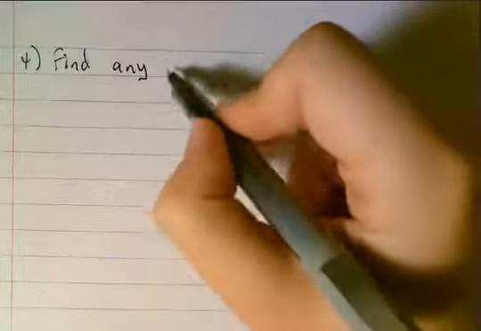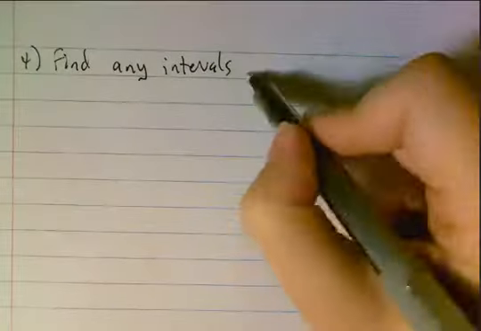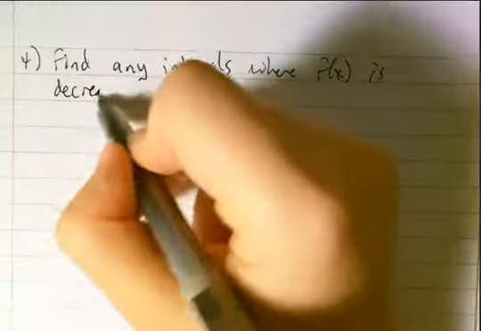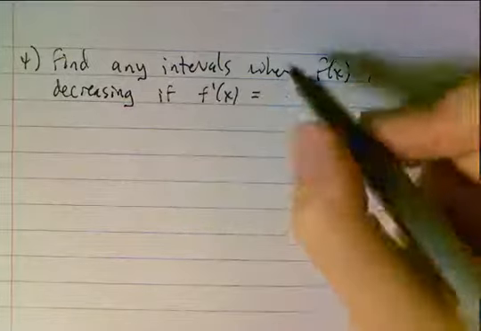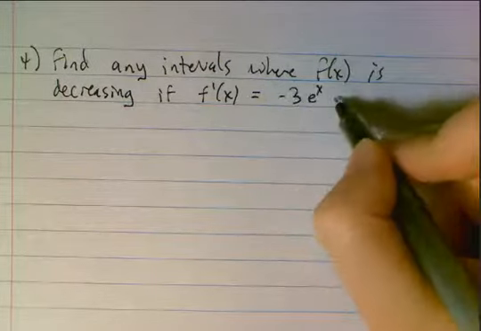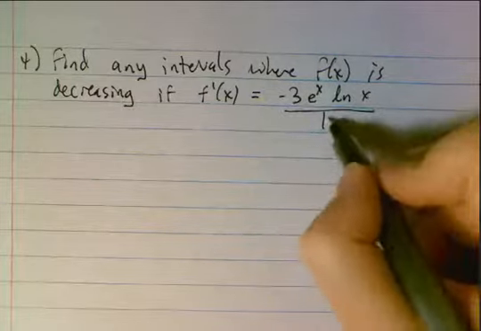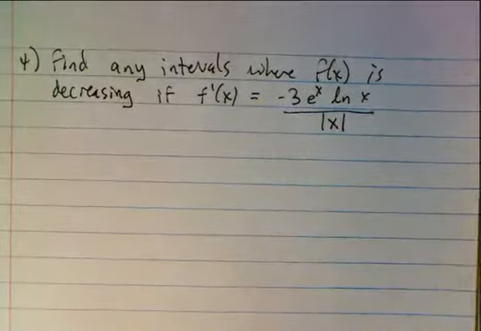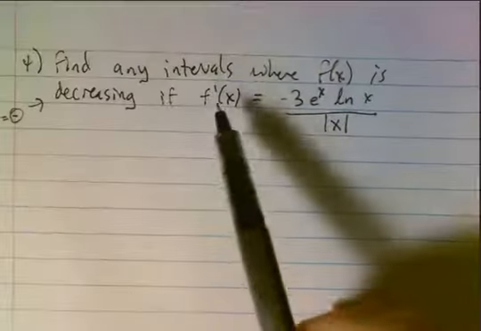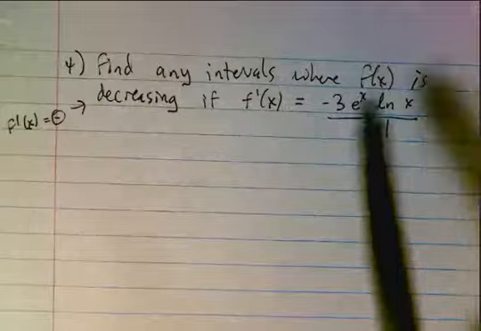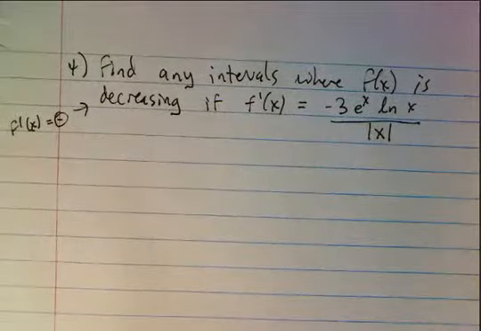So let's find any intervals where f of x is decreasing if f prime of x equals -3 e to the x natural log of x over the absolute value of x. Decreasing means f prime of x is negative. Thank heavens we already have f prime of x, so we don't have to do anything with the derivative here, just make our sign chart.